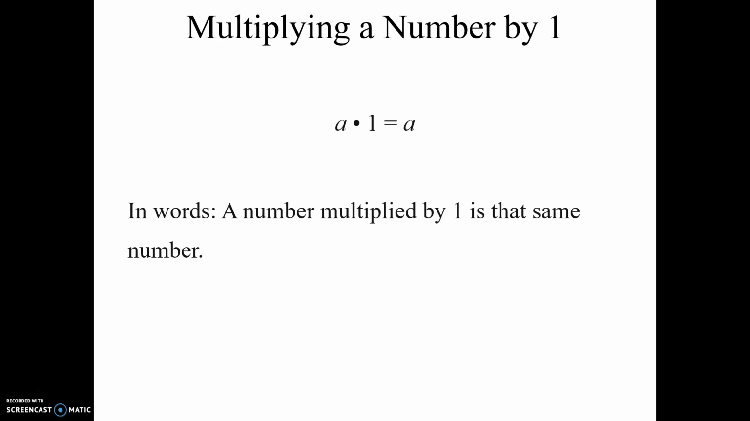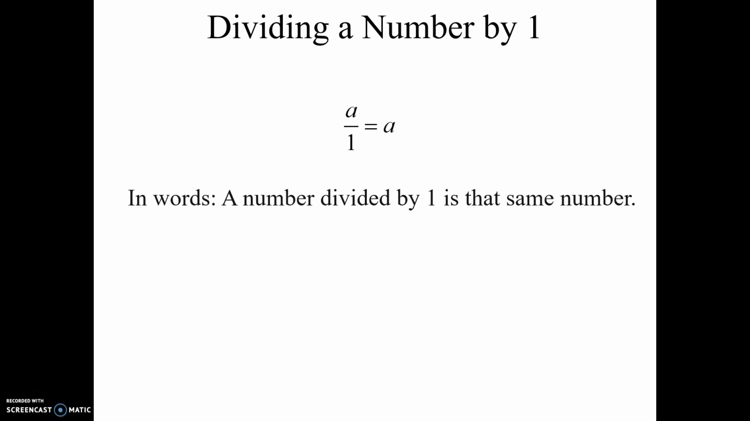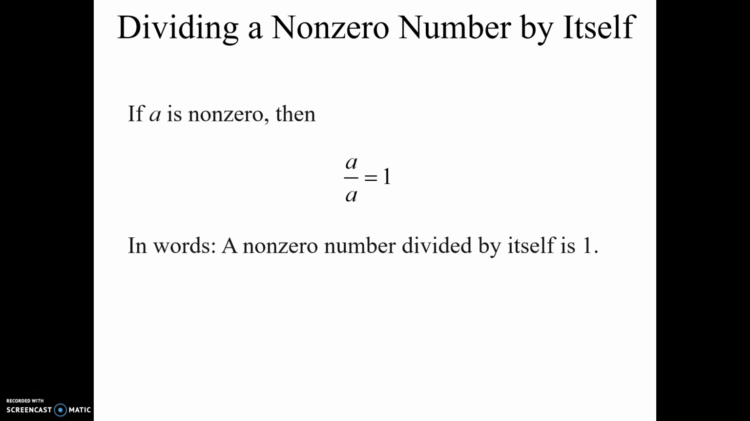Any number times 1 is that number itself. Any number divided by 1 is the number itself. Now if a is non-zero, because remember we cannot divide by 0, then a divided by a is equal to 1.